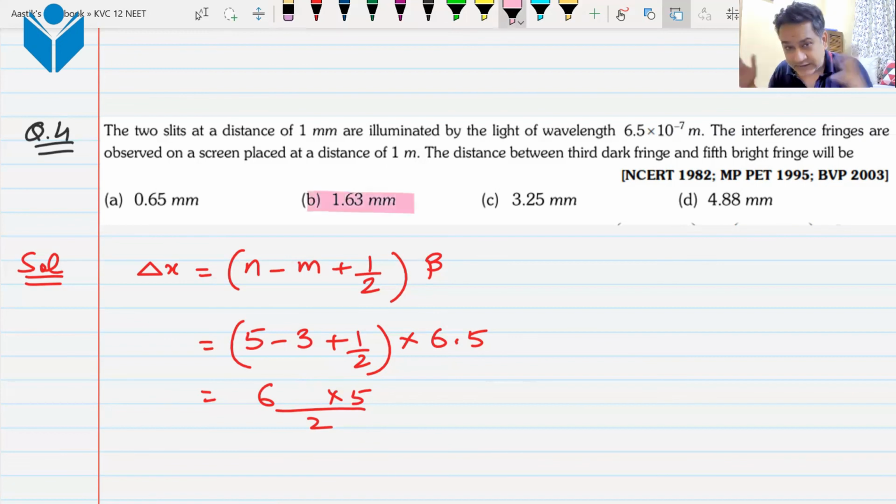You have saved time again. 6.5 multiplied by 5 will take some time of yours, but 6 multiplied by 5 may not take that much time. 30 divided by 2, 15. Look at the option which is nearer to 15. Do we understand how we use our time? Yes, sir. Small things make a big difference in your eventual answer.